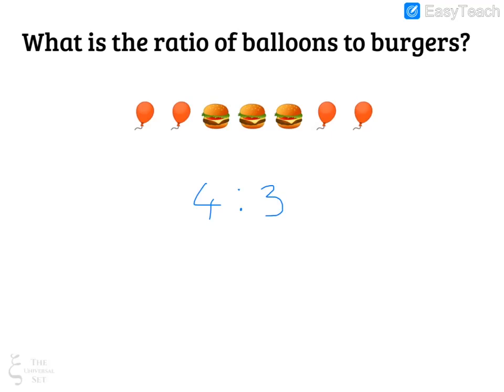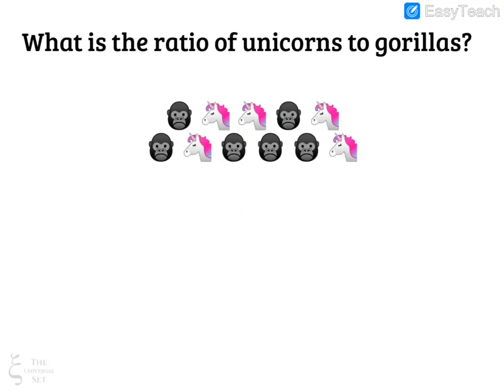Let's look at another example. So this one, the question says, what is the ratio of unicorns to gorillas? And this time the unicorns come first, so that's the thing I need to count first. I've got 1, 2, 3, 4, 5 unicorns, I reckon. So 5 is going to be my first number. I'm going to do those wee little dots, the colon, to separate out my numbers. Gorillas is the second thing. How many gorillas we got? 1, 2, 3, 4, 5, 6. 6 gorillas. So the ratio of unicorns to gorillas is 5 to 6.